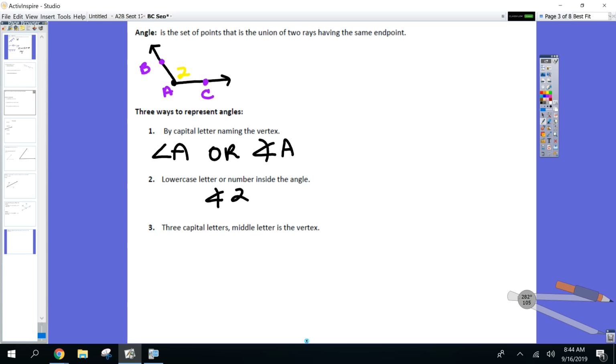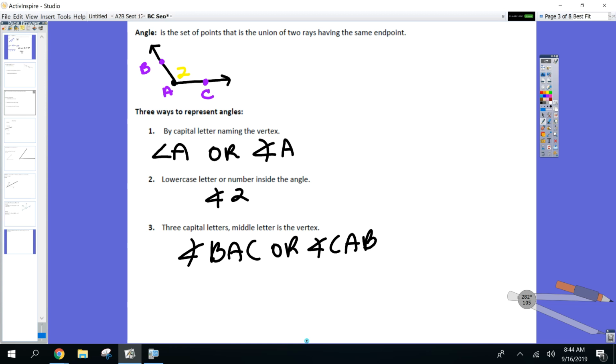The most common way we'll do it is with 3 letters, where the middle letter is the vertex. All right, the middle letter is the vertex. So I could name this angle BAC. Or you could name it how? CAB, as long as the vertex is in the middle.